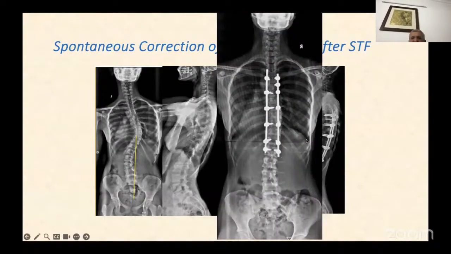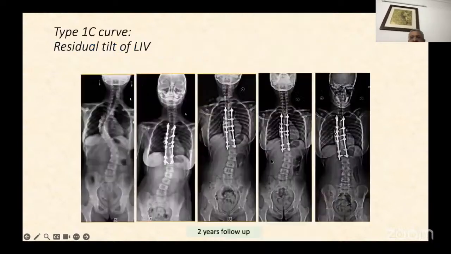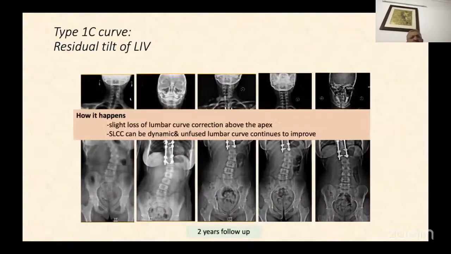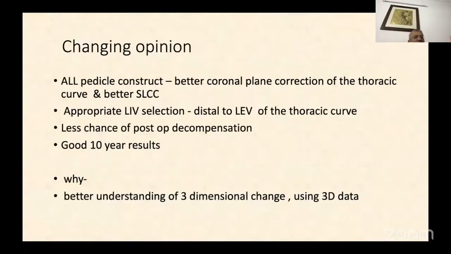As I mentioned, since I went to the stable vertebra, I always leave some degree of tilt at the lower part of the vertebra. I don't try to get it horizontal. It is completely like this so that it allows some degree of motion around the lumbar curve. Okay. You can have decompensation, but fortunately, most of them tend to correct over a period of time because it is dynamic. The unfused lumbar curve continues to improve over a period of time.